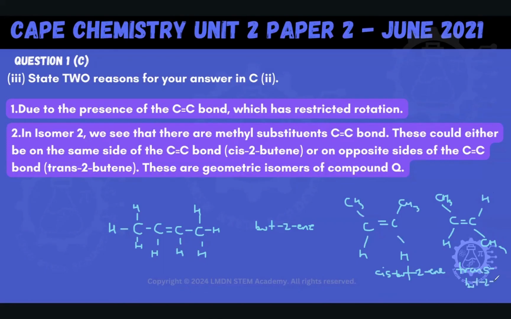but-2-ene. Okay, so yes, the methyl substituents could either be on the same side of the carbon-carbon double bond, like up here, or they could be on opposite sides like I've shown. And these guys would constitute what we call geometric isomers, okay? And so those are the two reasons as to why we could say, yeah, there's going to be geometric isomers from compound Q, okay? All right, so let's keep going forward now.